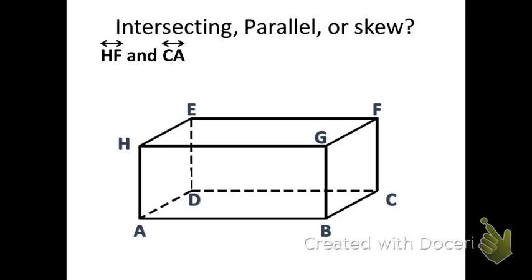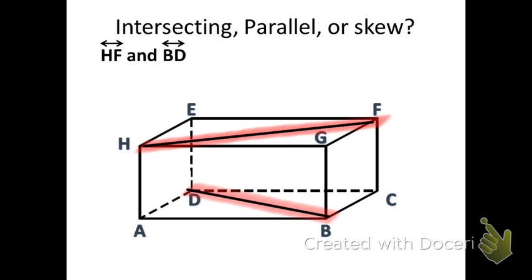Line HF and line CA. Those are parallel, and we signify parallel lines on a diagram by putting these arrows. They kind of look like birds on a wire, so I often call them birds on a wire. Line HF and line BD. Let's go through the checklist. First of all, are they intersecting? No. Are they parallel? No. So the only other option, if they're not intersecting or parallel, is skew.